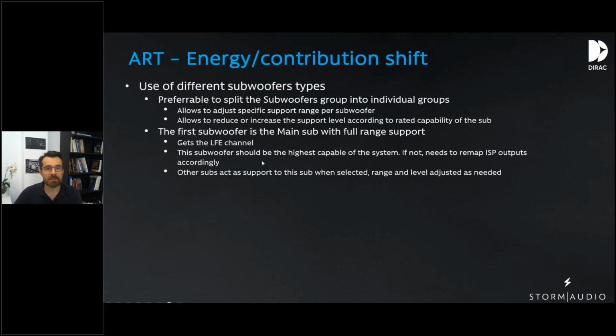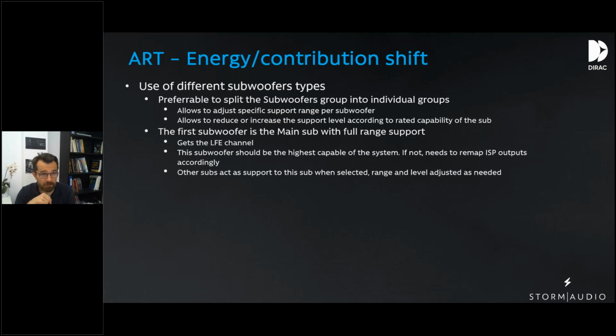What you need to keep in mind, and this is really critical for your subwoofer arrangement, is that the way ART works is that you have one main subwoofer, the first subwoofer in the list, which gets the full range LFE signal. This is the one that will provide the most SPL in the system. The other subwoofers will work as a support to extend this LFE reproduction and make sure that your listening area has a very nice seat-to-seat contribution, so limited seat-to-seat variation.